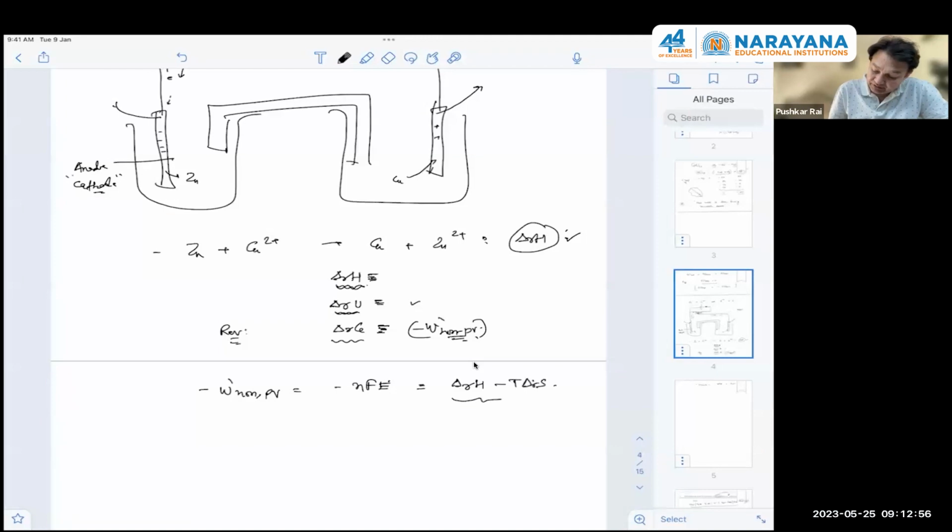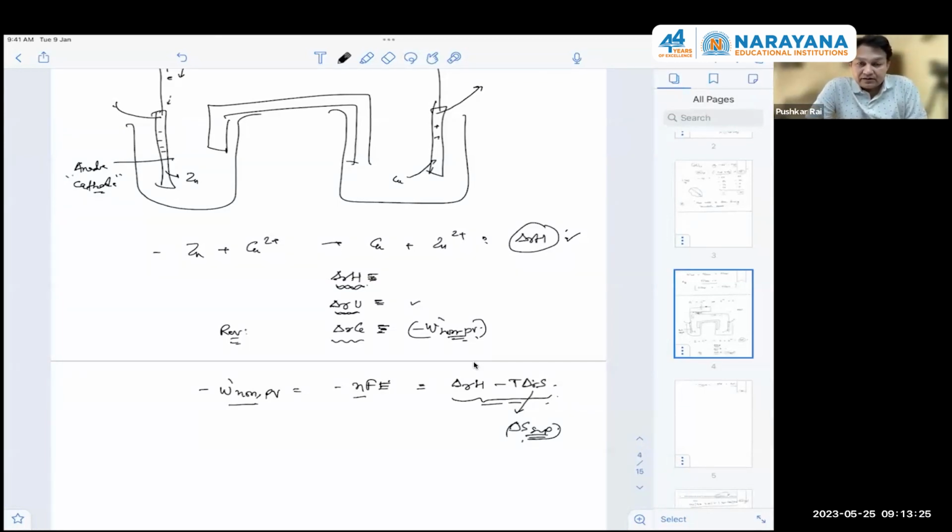So the entropy term has also come into play. Entropy has also come into the picture. Some entropy change must have been taking place. And what about this entropy change? Is it system or surrounding? This is delta S system, no doubt about that, because it is written in this equation. So this is the idea.